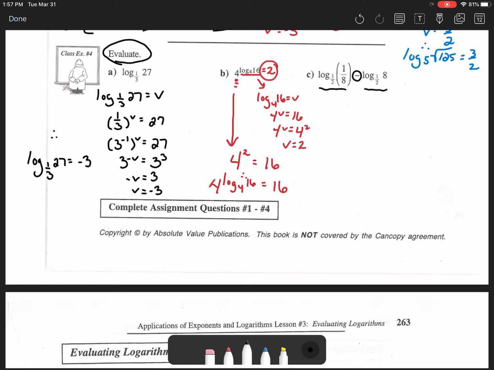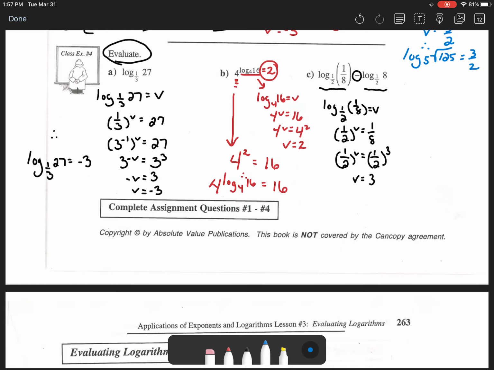So I'm going to go log base 1/2 of 1 over 8 equals v. So 1/2 to the exponent of v will equal 1 over 8. From here, I can write 1/8 as 1/2 cubed, since 1 cubed is 1 and 2 cubed is 8. So I now have the same base, which is 1/2, so I equate the exponents, so v is equal to 3. That's what the first log expression is equal to.